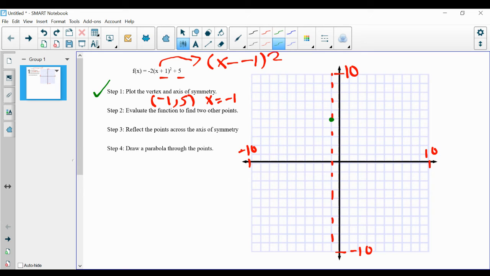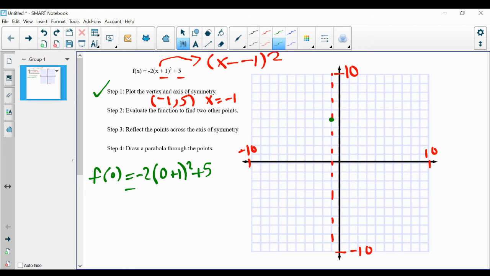Step 2 is to evaluate the function to find 2 other points. So I'm going to pick points close to the axis of symmetry. So let's say I want to find f of 0. So at the x value of 0, I'm going to figure out what my function is. So I plug that into the original equation, but instead of an x, I'm going to change that to a 0.